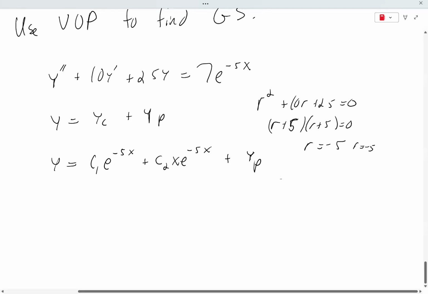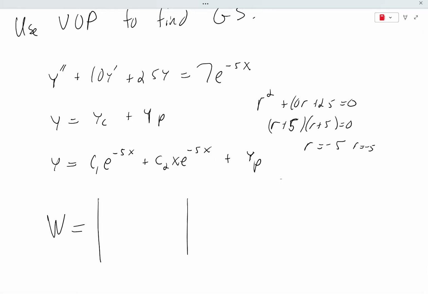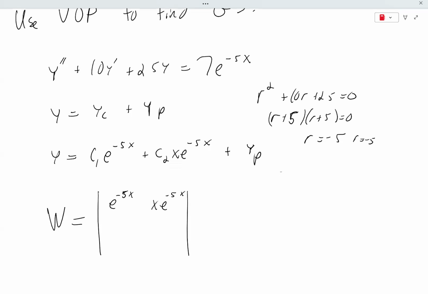There's a thing called W. It starts with W here. Okay. So kind of working our way back up on that. So it's this determinant here like this. And you put the homogeneous solutions here, so the e to negative 5x, x e to negative 5x, like this. Okay.